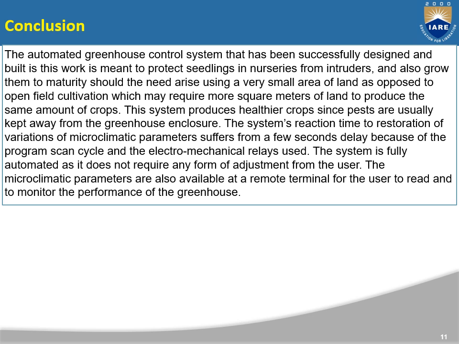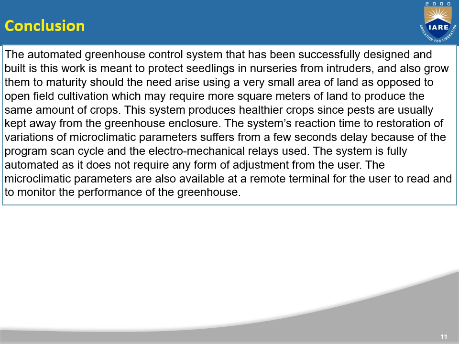Conclusion. The automated greenhouse control system that has been successfully designed and built is meant to protect seedlings in nurseries from intruders and also grow them to maturity should the need arise, using a very small area of land as opposed to open field cultivation, which may require more square meters of land to produce the same amount of crops. The system produces healthier crops since pests are usually kept away from the greenhouse enclosure.